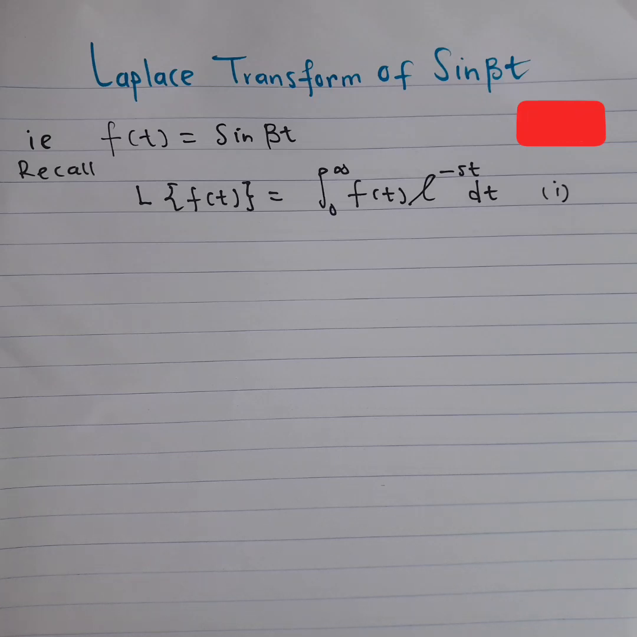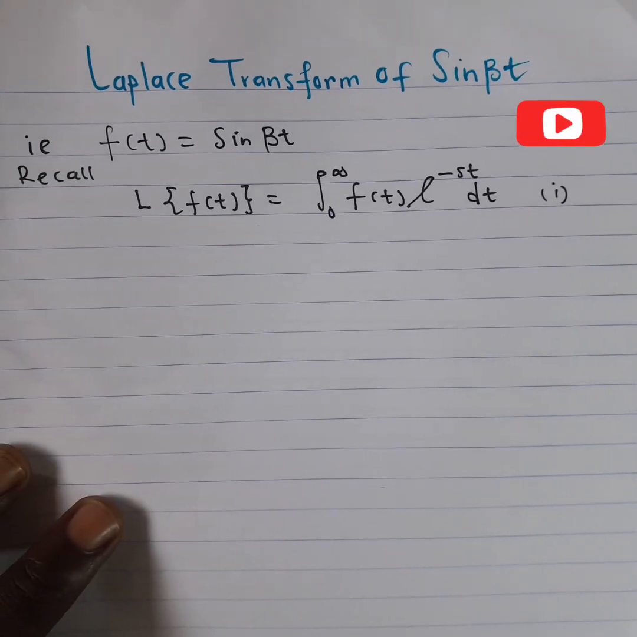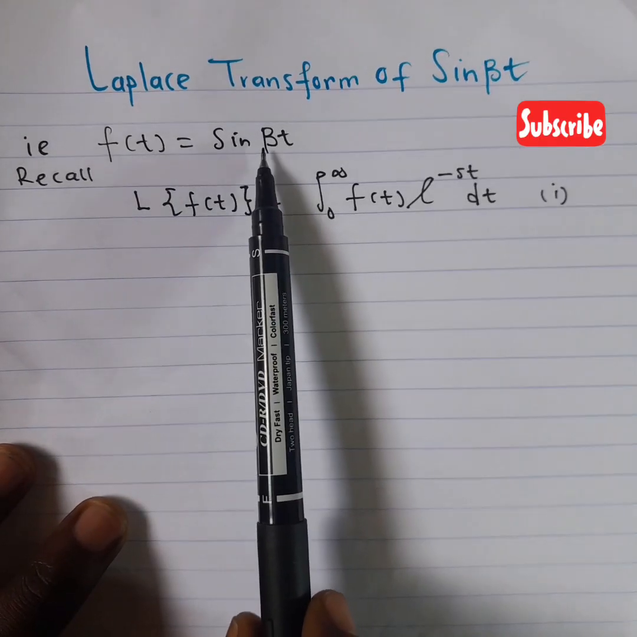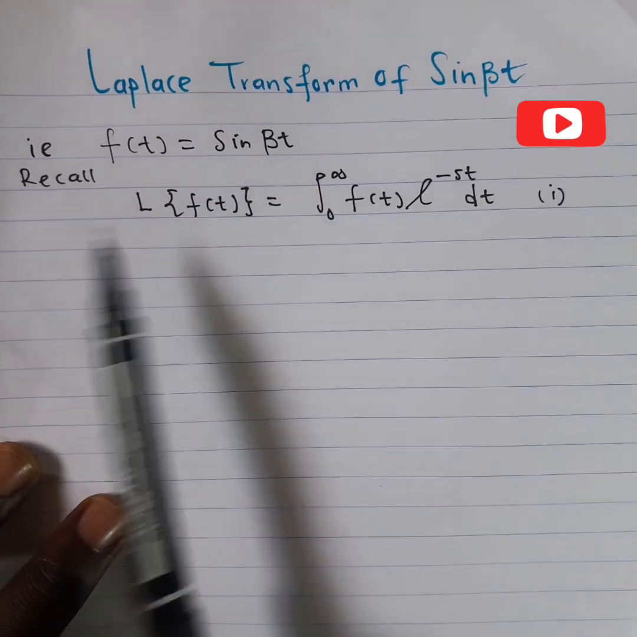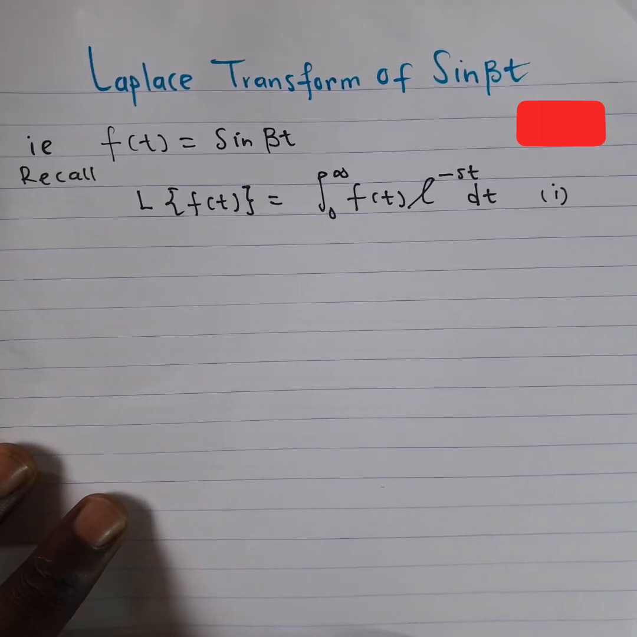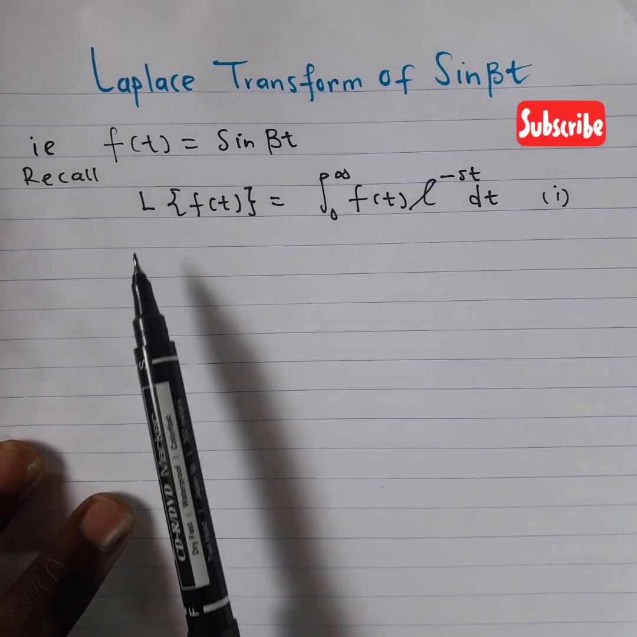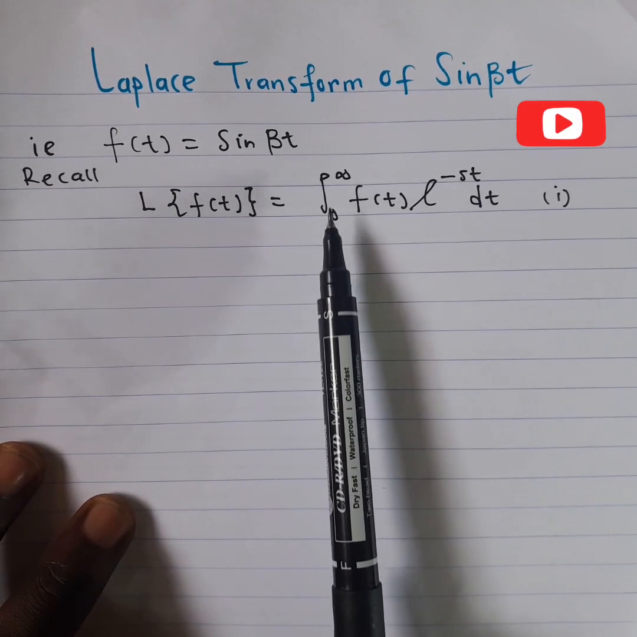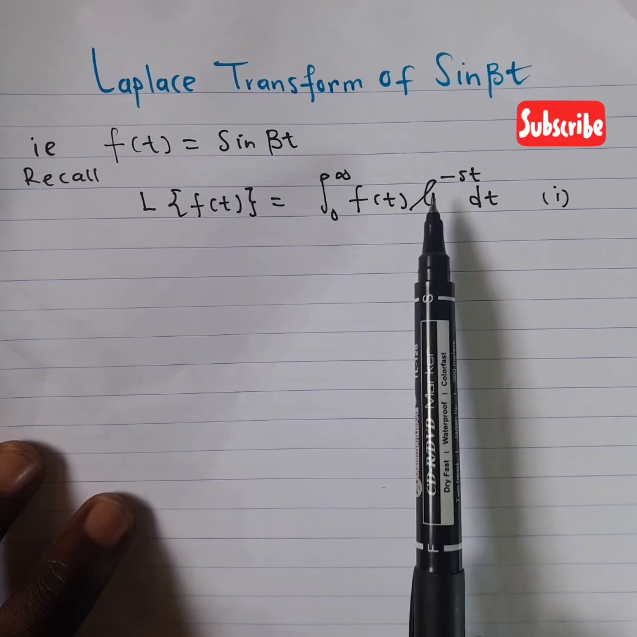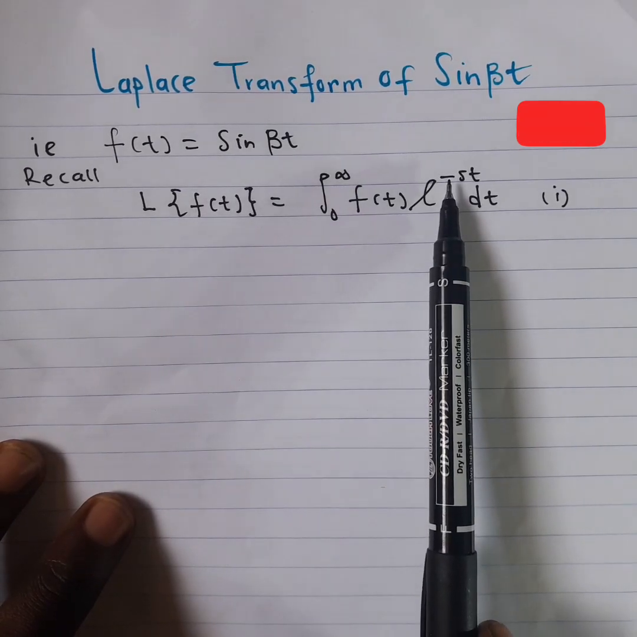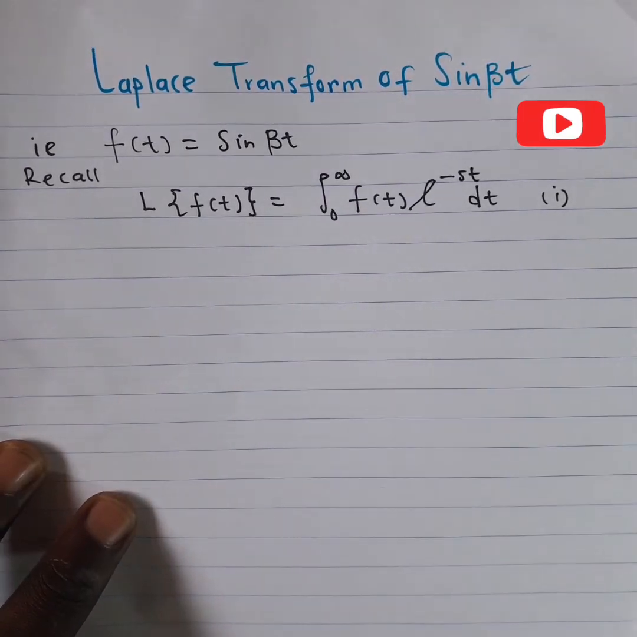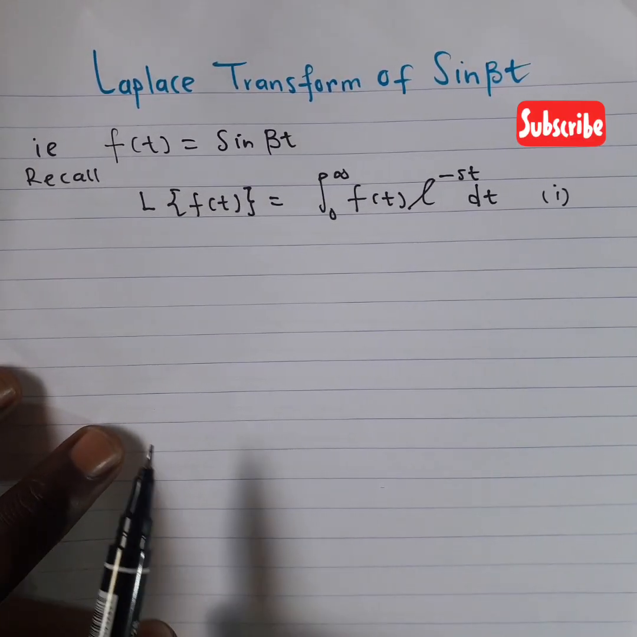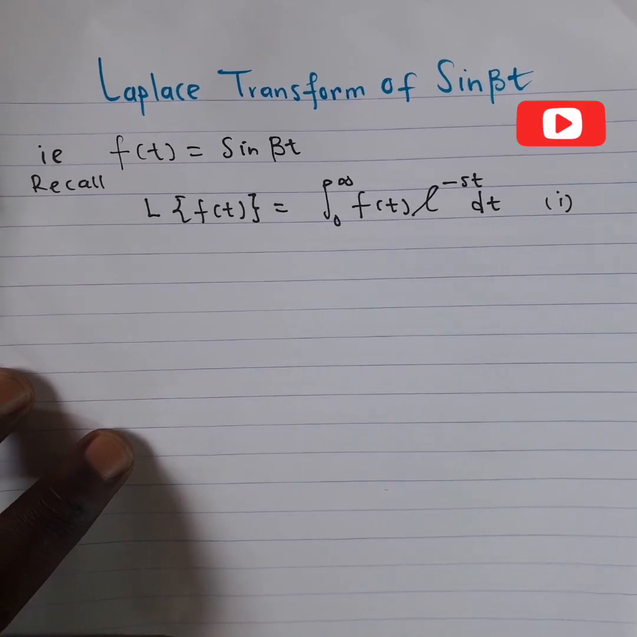Sine beta t, that is, when we have f of t equal to sine of beta t, how are we going to find its Laplace transform? Now recall, the Laplace transform of f of t equals the integral from 0 to positive infinity of f of t exponential raised to minus st dt. Now let's substitute the value of f of t, which equals sine beta t, and see what will happen.